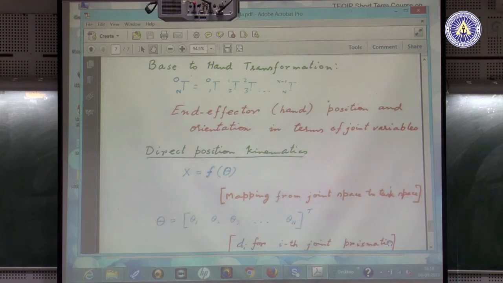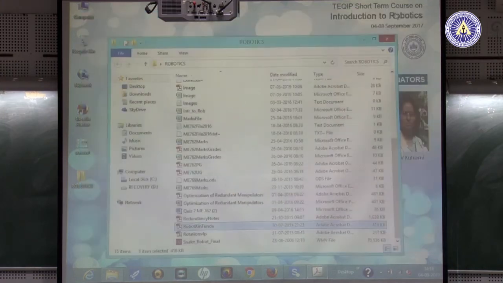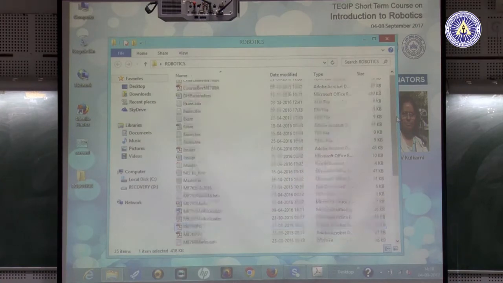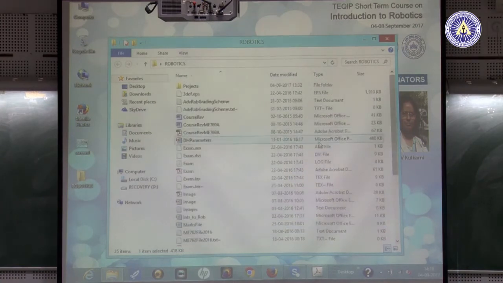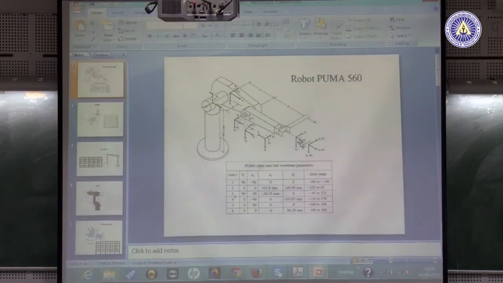How many of you have seen a Puma robot? Must be. This is a Puma robot.